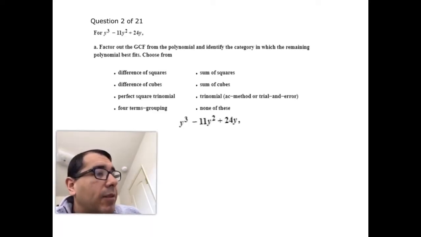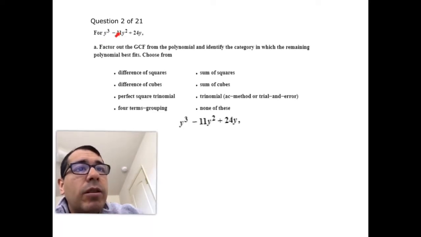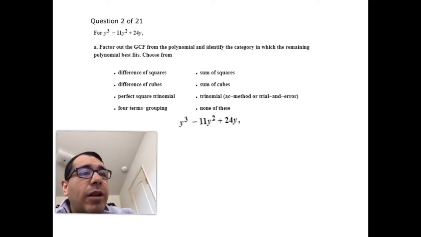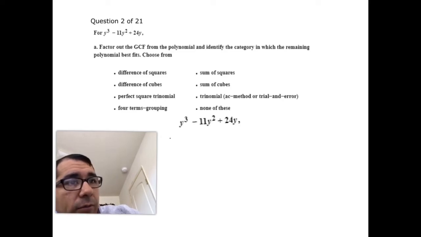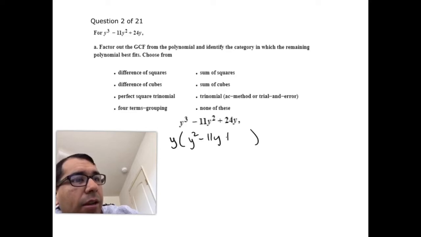All right, for this problem, once again, we have 3 terms. So we have a trinomial, and we always start off by asking ourselves, is there a GCF? Well, yeah, I could factor out a y, so let's do it. So let's factor out a y, and you're left with y squared minus 11y plus 24.